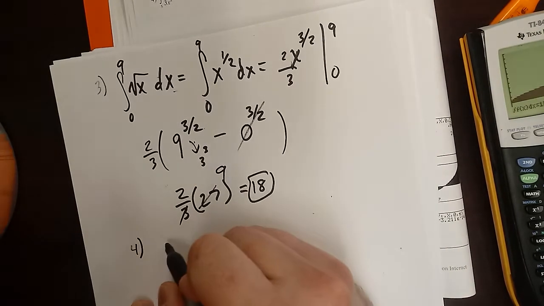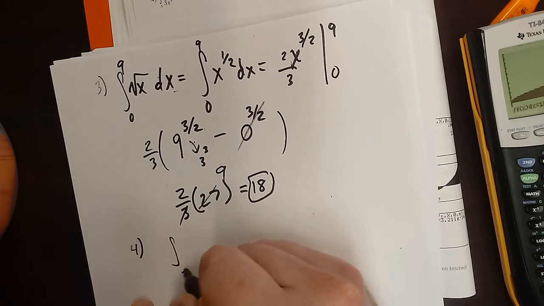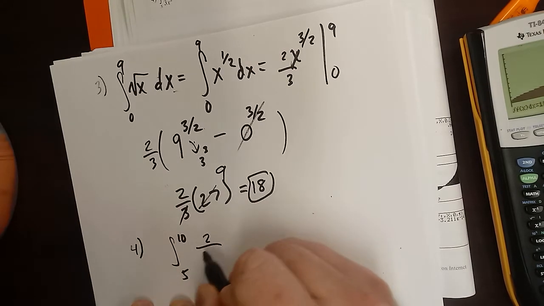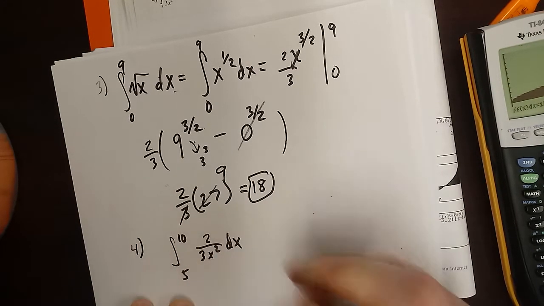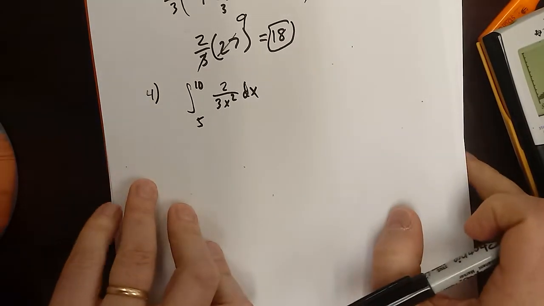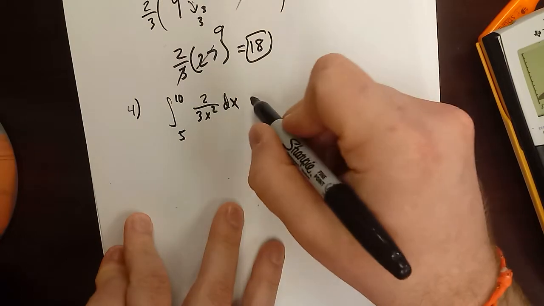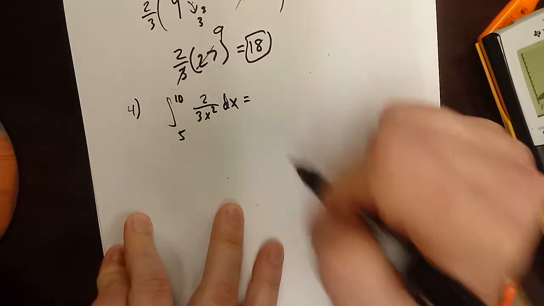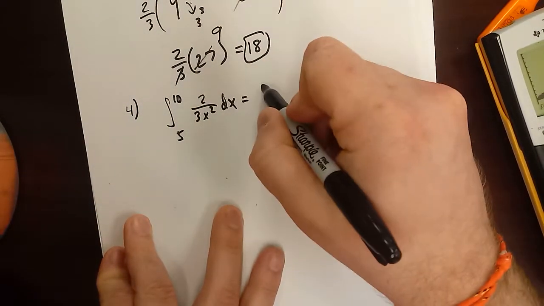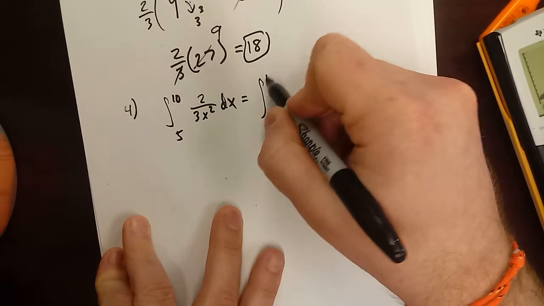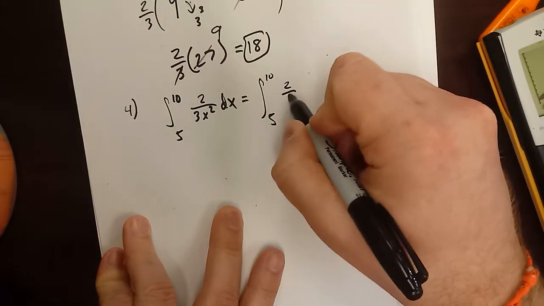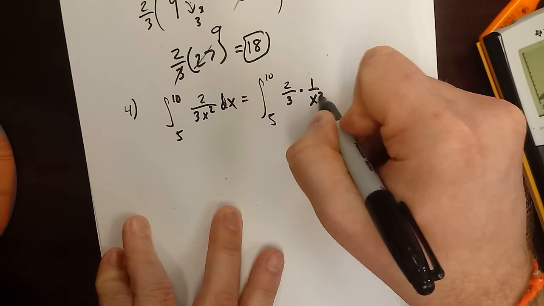Okay, number 4 says the integral from 5 to tan of 2 over 3x squared dx. All right. On this one, I'm going to dress this up a whole bunch before I take the antiderivative. It's actually a very easy antiderivative. I'm going to chunk this out into all the steps that it is. First thing I see is this is 2/3 times 1 over x squared.